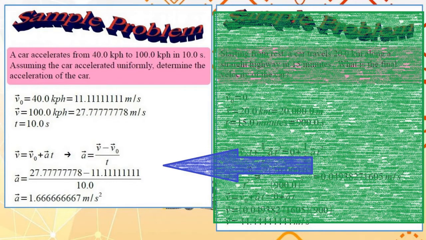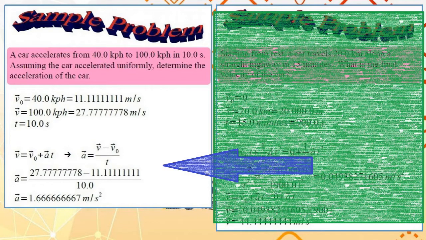For uniformly accelerated motion, you have four equations to choose from. V is equal to V naught plus AT. X is equal to V naught T plus 1/2 AT squared. V squared is equal to V naught squared plus 2AX. And average velocity is V plus V naught divided by 2 and is equal to X over T.